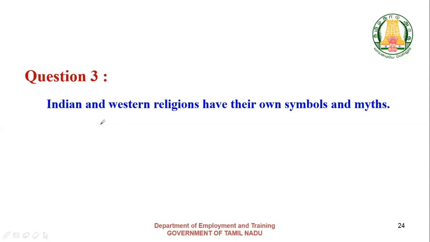Right. Can you find out an adjective in this sentence? Good. One. Indian and Western religions have their own symbols and myths. So this is an adjective in this sentence.